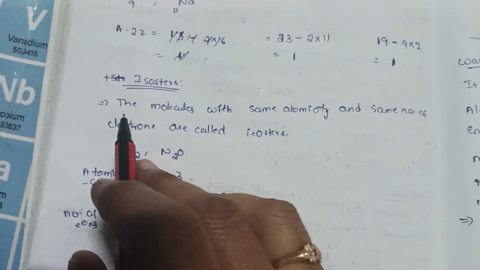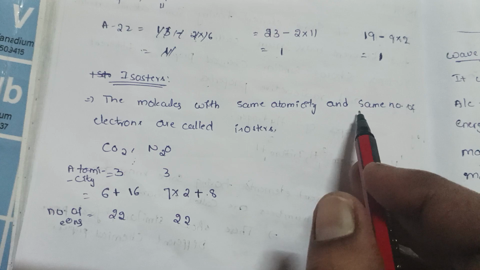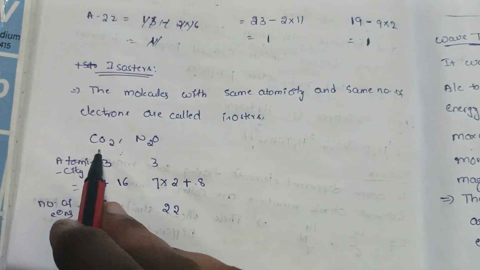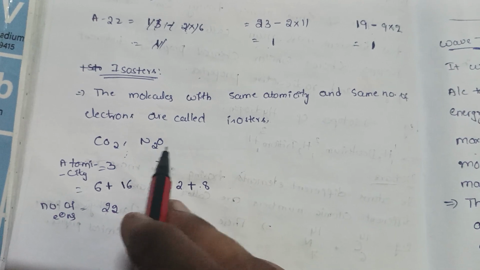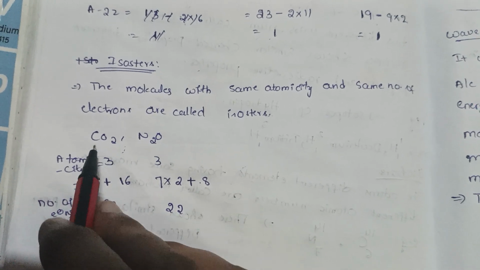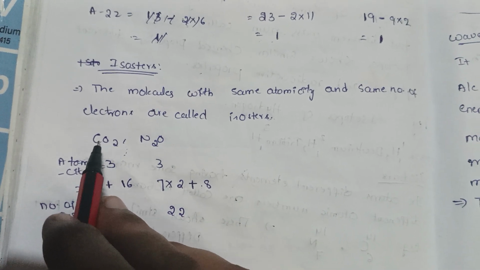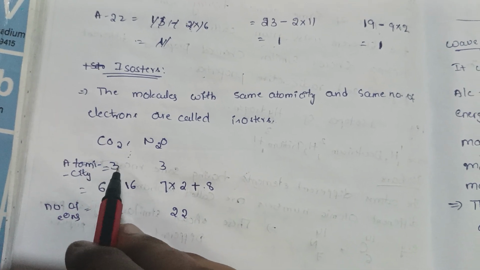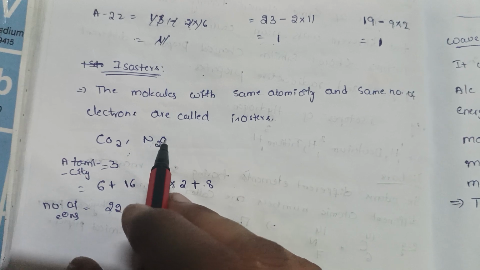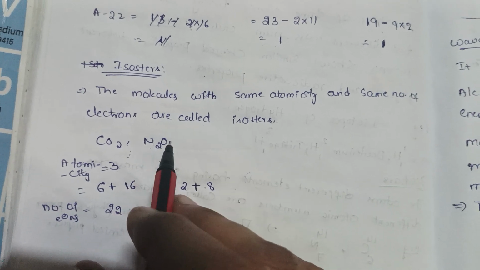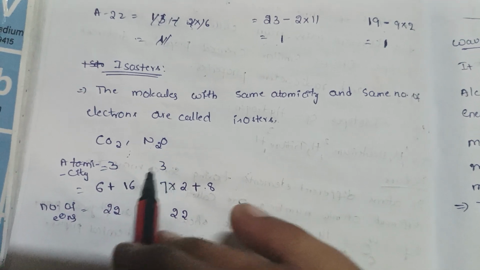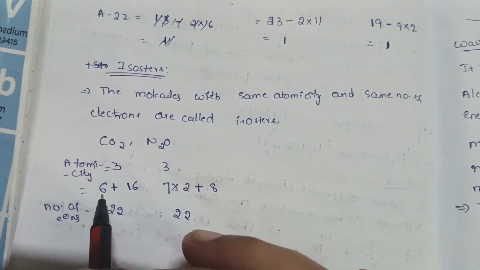Isosters means molecules with the same atomicity and the same number of electrons are called isosters. If we take CO2 and N2O, the atomicity here is 1 carbon and 2 oxygen. See, the atomicity is 3. Here nitrogen 2 and oxygen 1, total 3. The atomicity is the same, and the number of electrons is also the same.